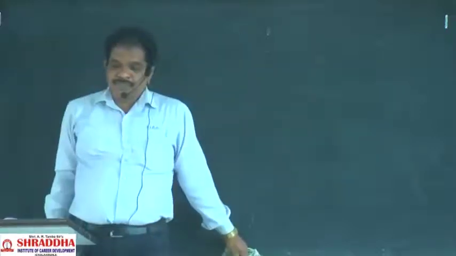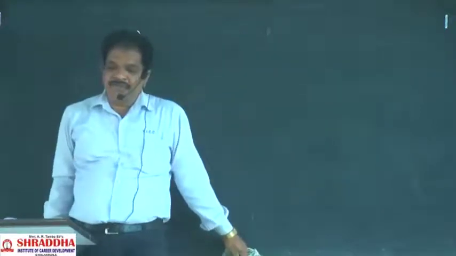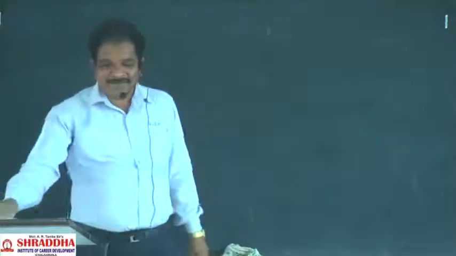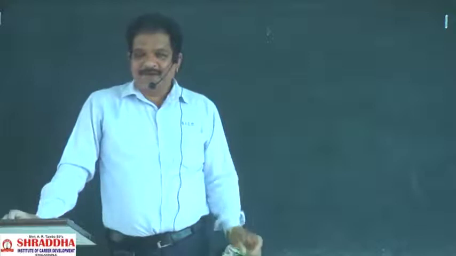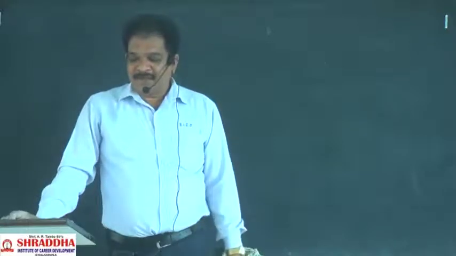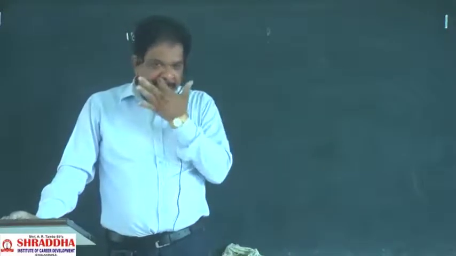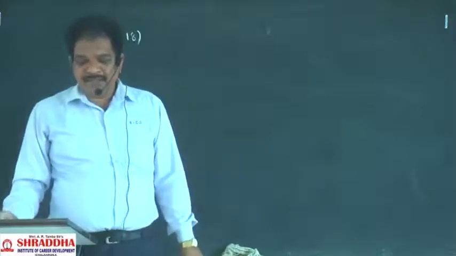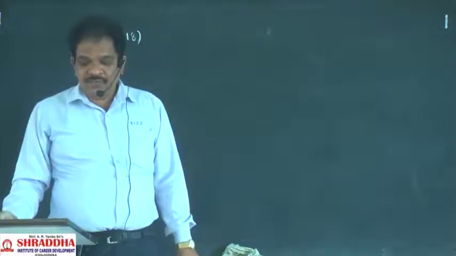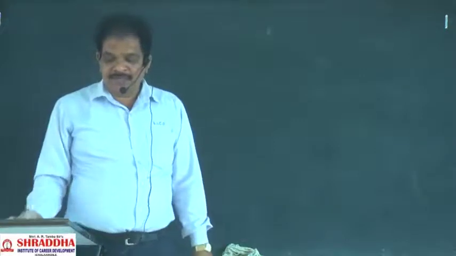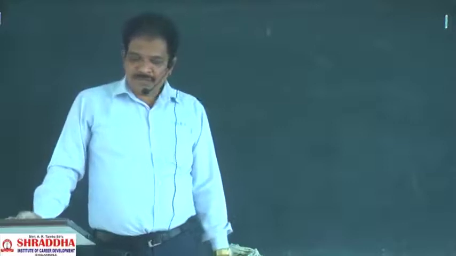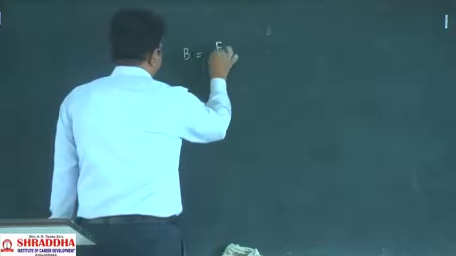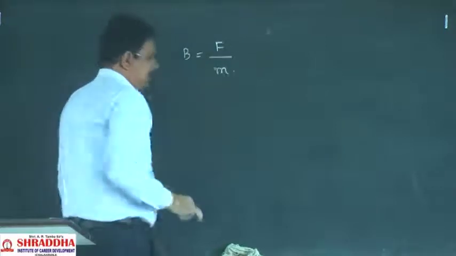18. What is the dimensions of magnetic field? Magnetic field is there. What is the dimensions of magnetic field in terms of Coulomb? MLT they are asking. In terms of Coulomb, what is the dimensions of magnetic field? See, magnetic field dimensional formula is what? B is equal to F by M.